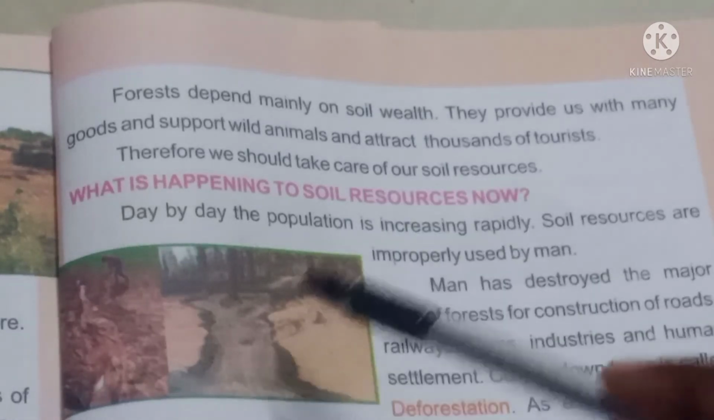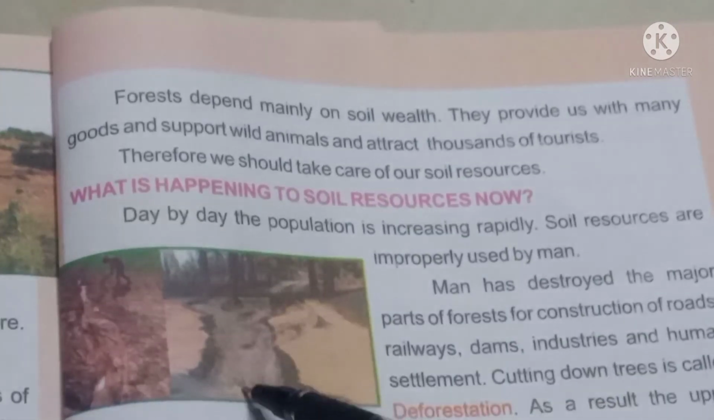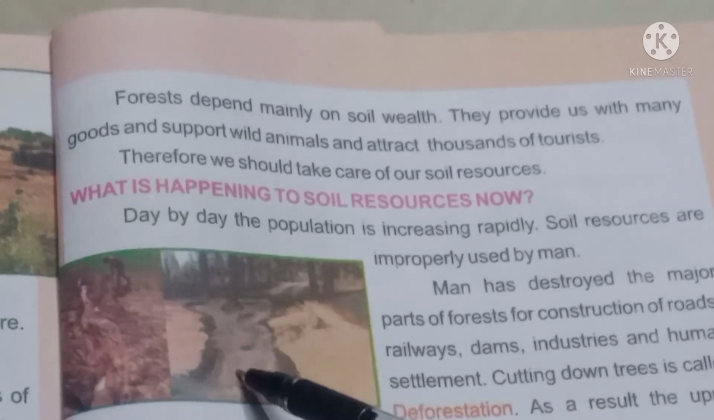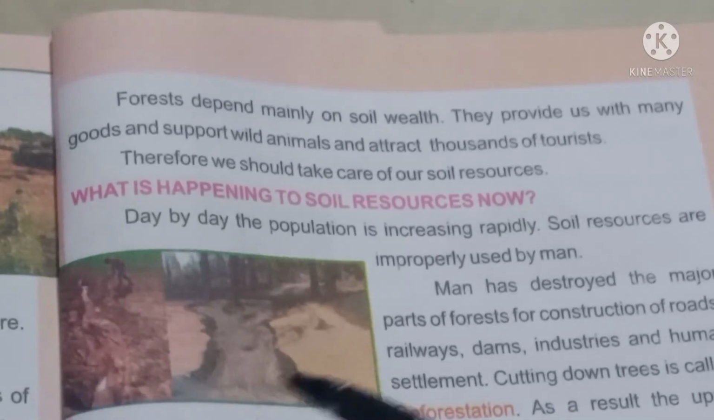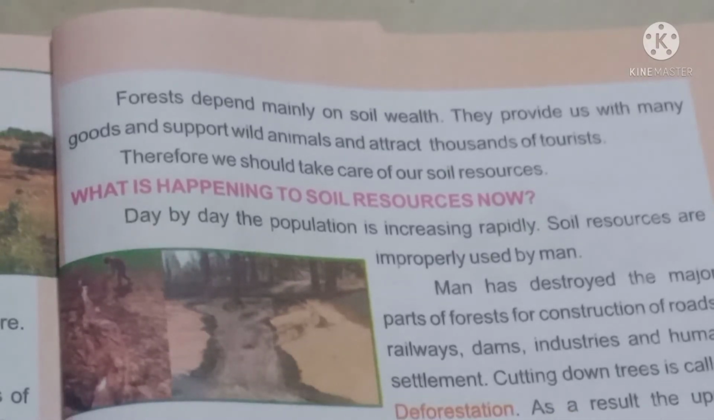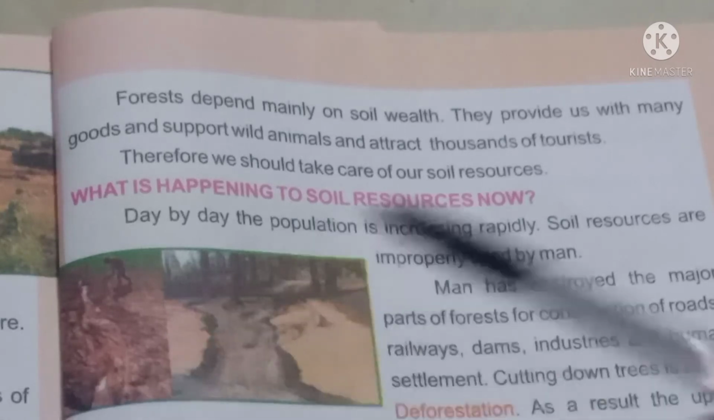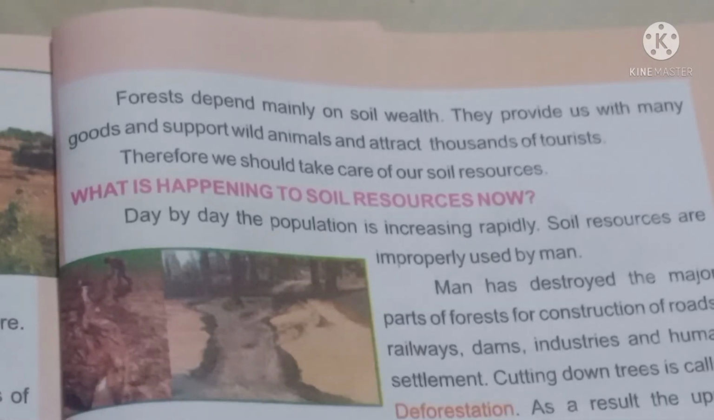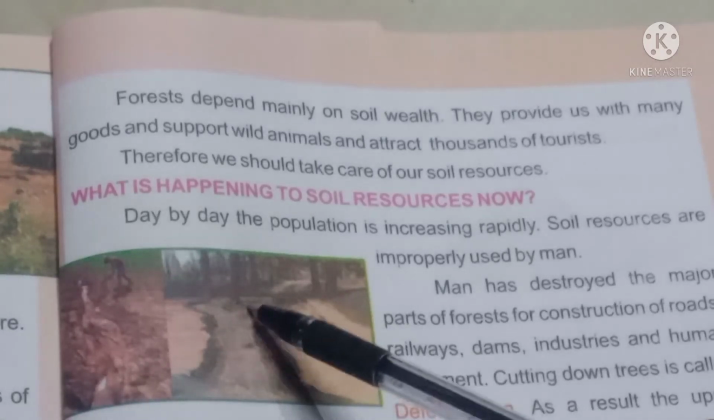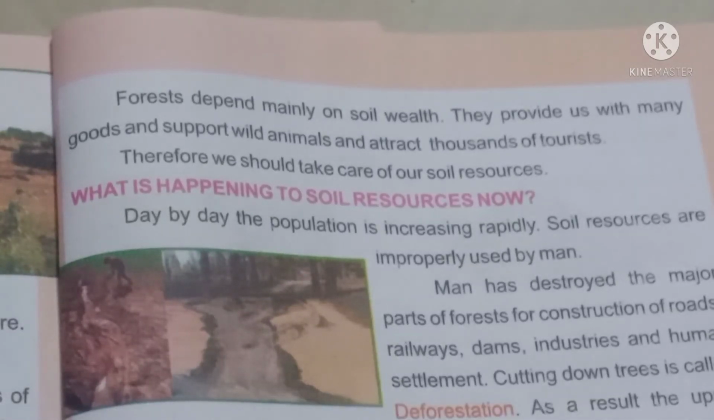We can see here, because we cut the trees, immediately during the rainy season the top layer of the soil is carried away and the land becomes barren, unable to grow plants. We can see floods occur in this place, and therefore the fertility of soil is lost. Removal of topsoil is called erosion.